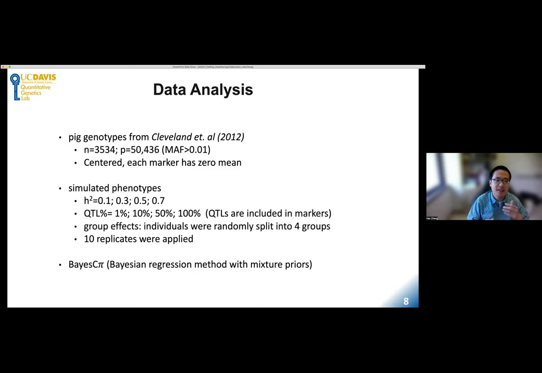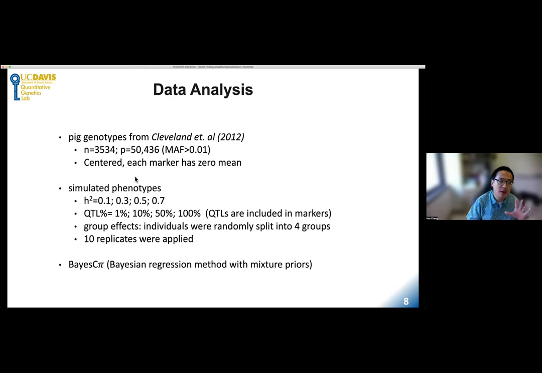In terms of the data analysis, what we did is a simulation analysis. We have also done the same thing for the real data Jack shared in his talk, and basically the conclusion is the same, but here I just present the simulated data, because with this one I will be able to demonstrate different genetic architectures.